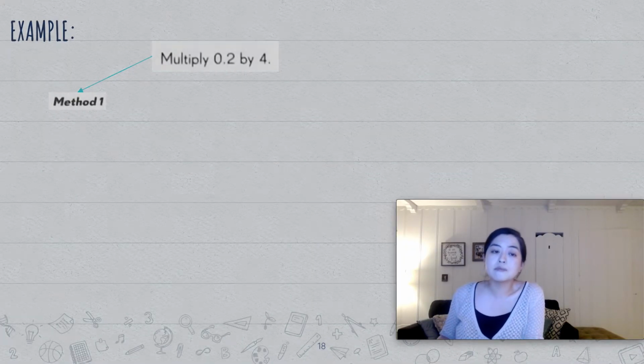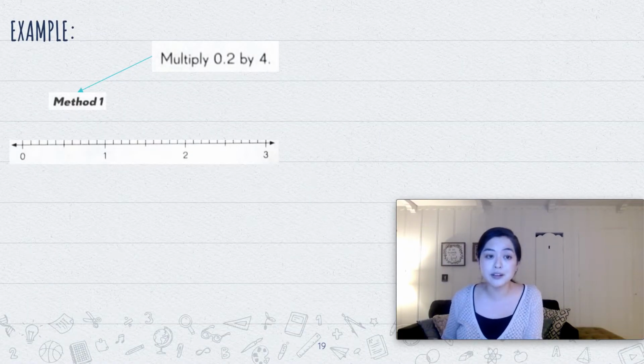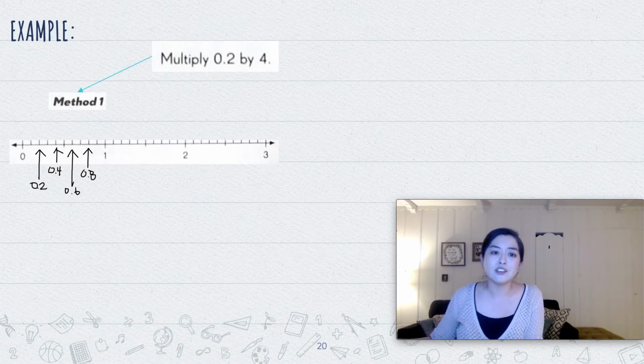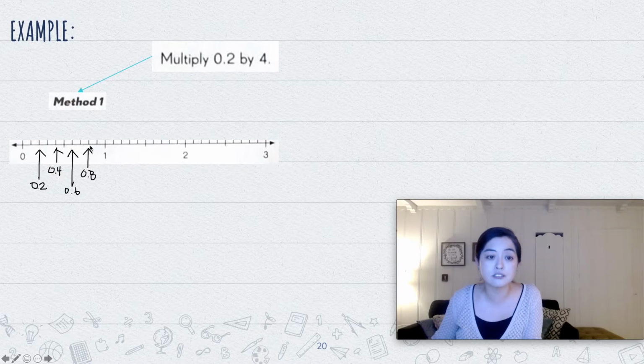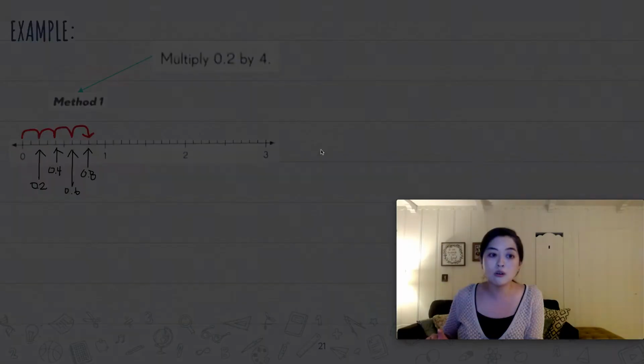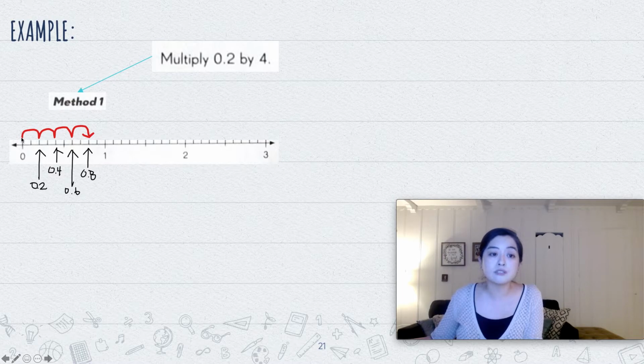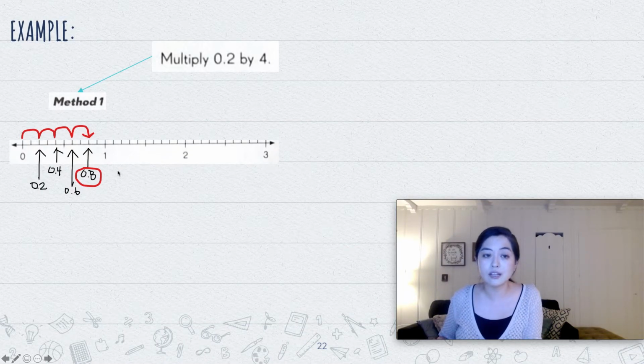So the first method is we can look at a number line, and you want 4 groups of 0.2. So I notice on this number line from here to here, that's 0.2. From here to here, that's 0.2. From here to here, there's 0.2. From here to here, that's 0.2. So I want 4 groups of 0.2. So that's 1, 2, 3, 4, and I land on 0.8. So that's one way to do it, by looking at a number line.